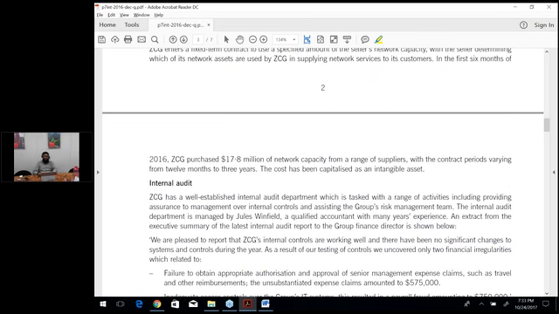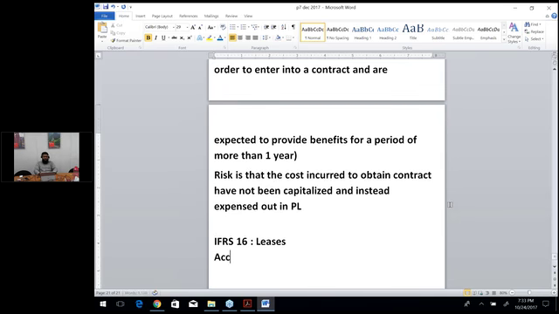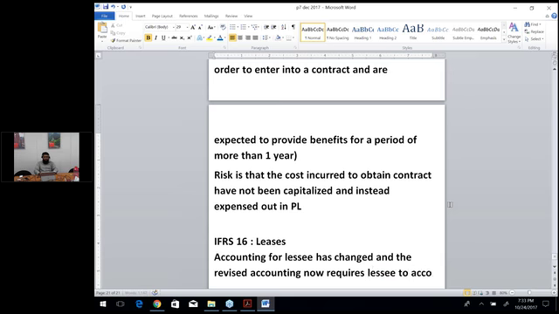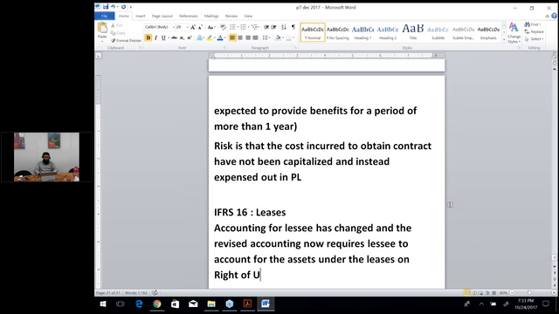Now, there is a new accounting standard, which is IFRS 16 Leases. IFRS 16 discusses that the accounting for lessees has changed. The revised accounting now requires the lessee to account for the assets under the lease on a right of use, or ROU, basis.